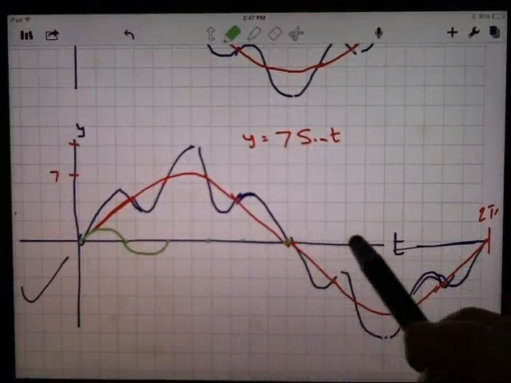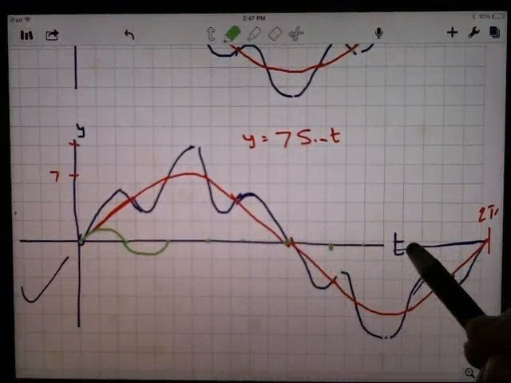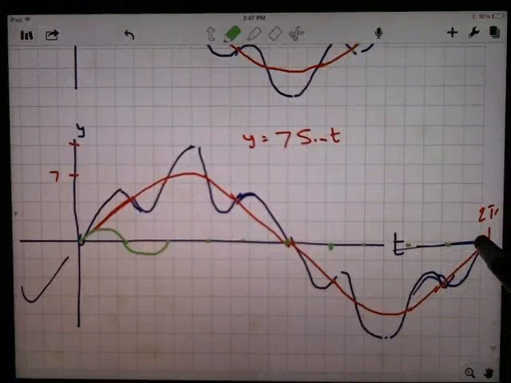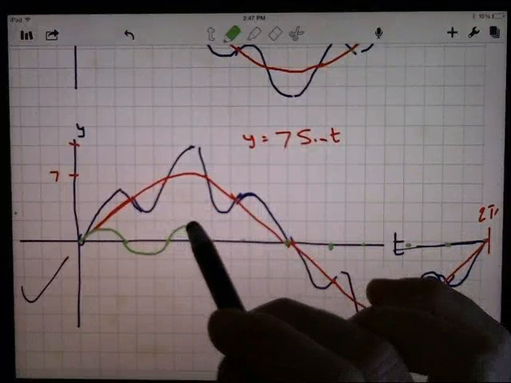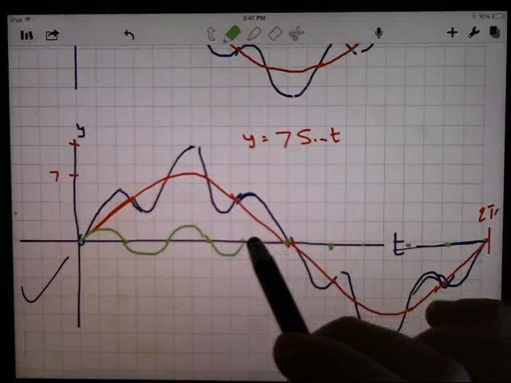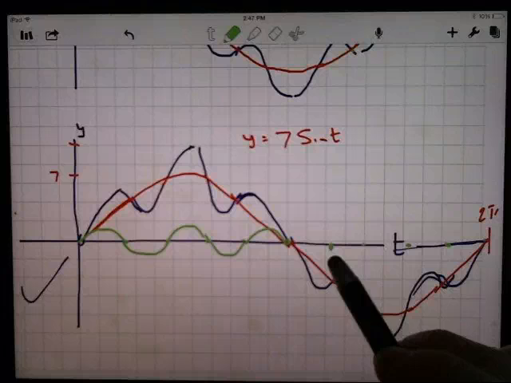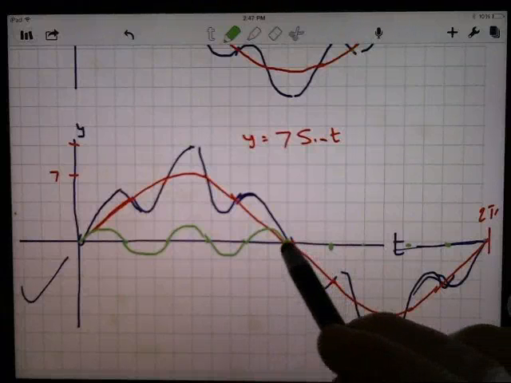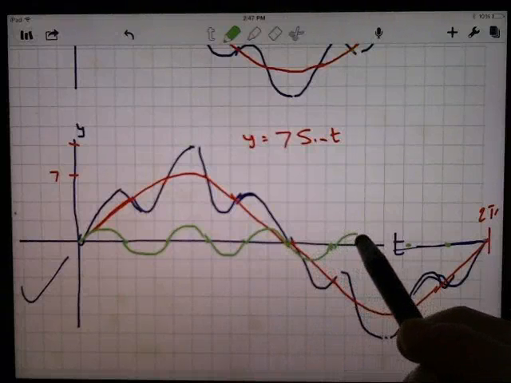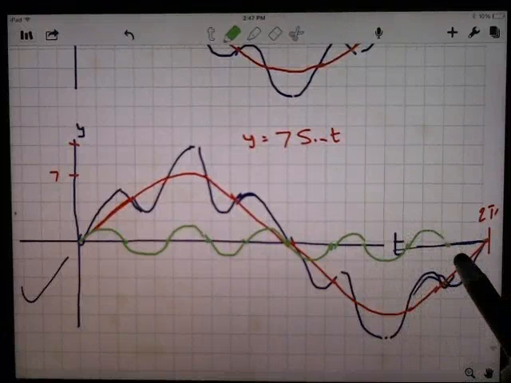What is it that we have to add on? So I'm going through and finding the places where I don't have to add on anything. And I'm saying positive through there, negative through here, positive through here. That is, the blue curve is above the red curve, so I'm adding something positive on. The blue curve is below the red curve, so I'm adding something negative on. Above, below, above, below.